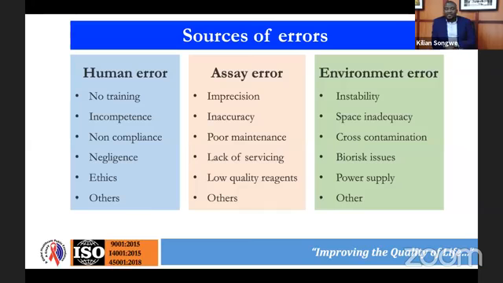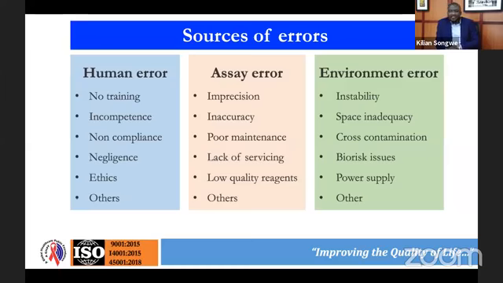So when you look at what we call the assay error, the assays themselves can come with some imprecisions associated with them. It might be an inaccuracy issue, whereby the assay has some degree of inaccuracy that doesn't meet the requirements. It can be poor maintenance by the labs. It can be lack of servicing of the equipment. It can be the quality of what you're putting into the equipment. So all these things can bring about what we call assay errors.